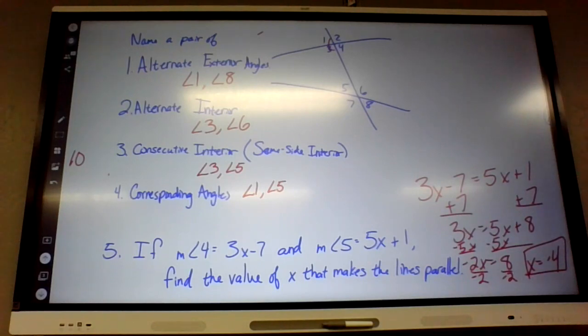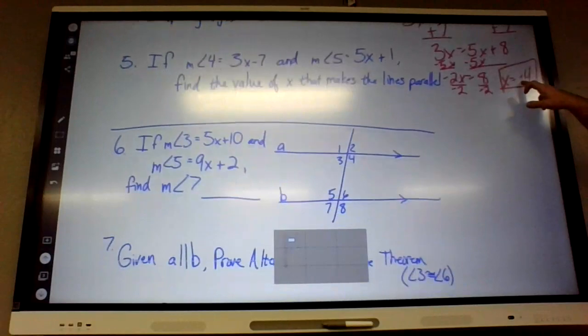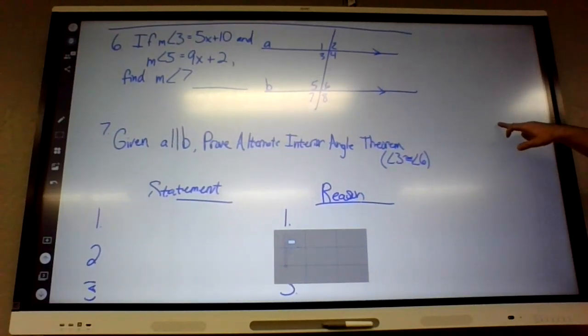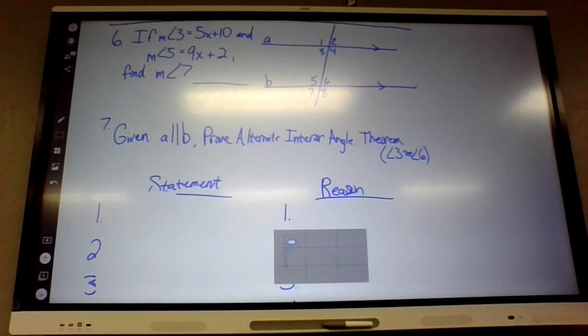Okay, by the way, it was divided by negative 2, so it's negative 4. Okay, number 6 and 7.